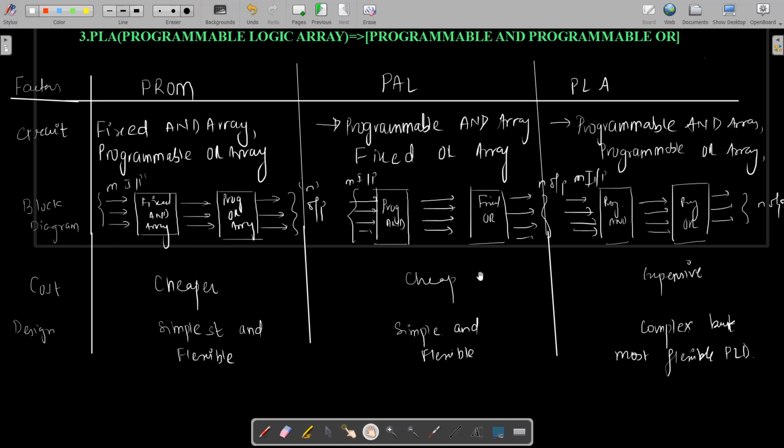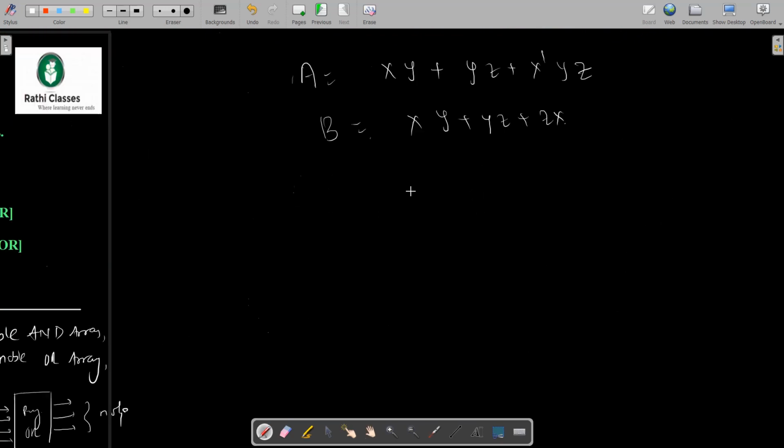Coming to PAL, it is cheap, simple and flexible. But PLA, as both need to be programmable, is the most expensive PLD among all three, but it is the most flexible programmable logic device. Why? Because both are programmable, but the design will be a bit more complex compared to the other two. So let me distinguish with an example. Say first let me design with PROM, then I will do PLA, and then PAL.